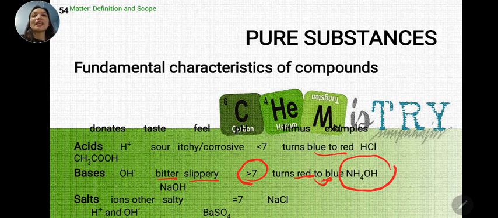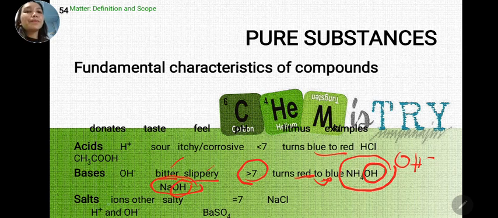Usually, yung mga bases natin is yung mga nasa soap and detergent natin. That is why they are slippery. And kapag nakakain ka ng sabon habang naliligo ka, it's bitter to the taste. And another example is sodium hydroxide. So, kung makikita nyo yung chemical formula nila, meron siyang OH. Ito din, merong OH.